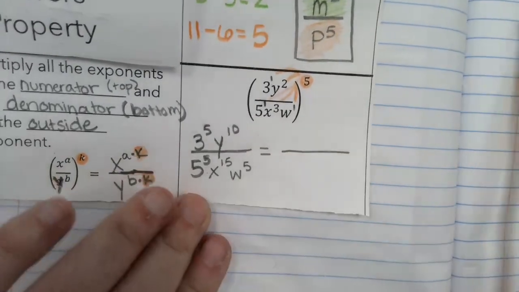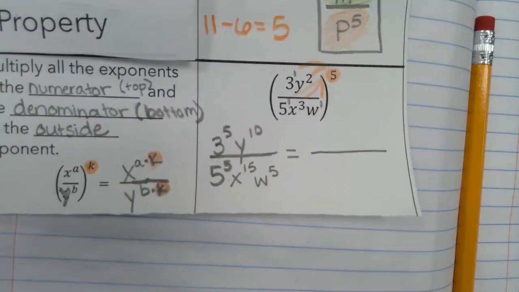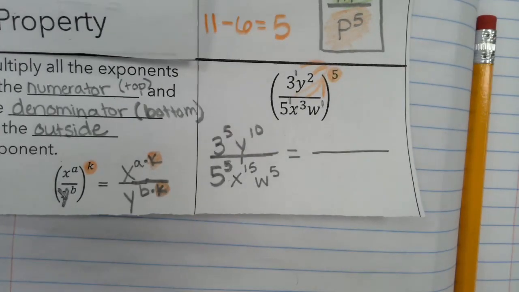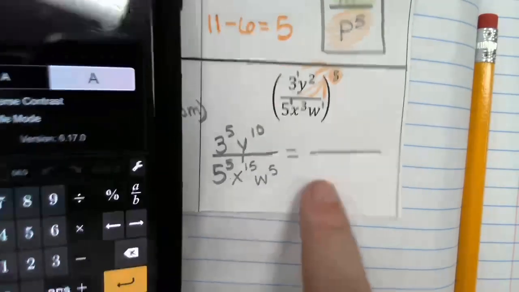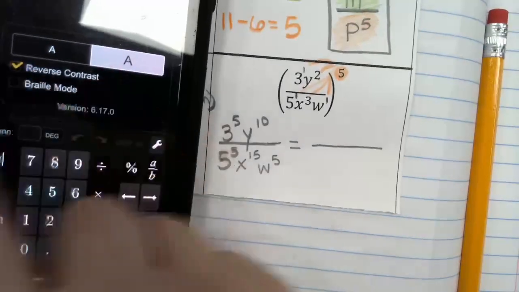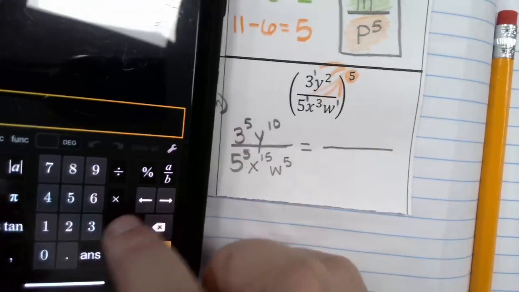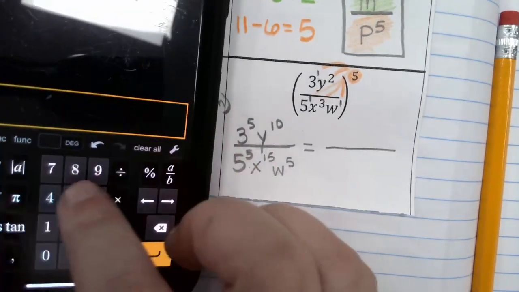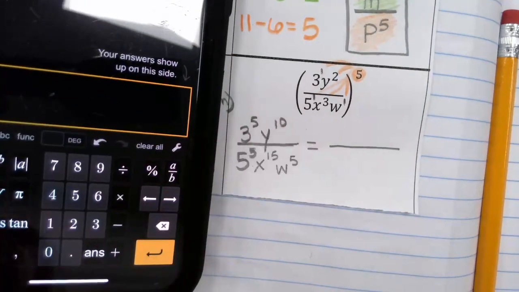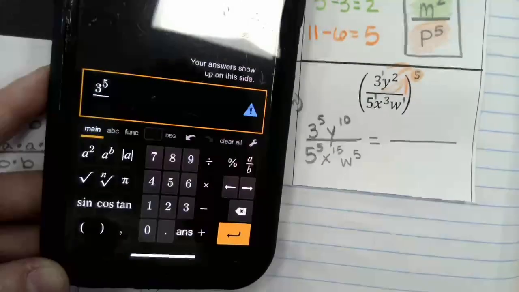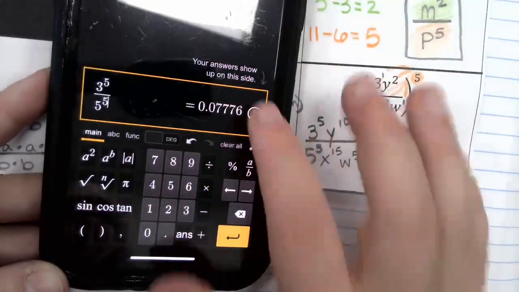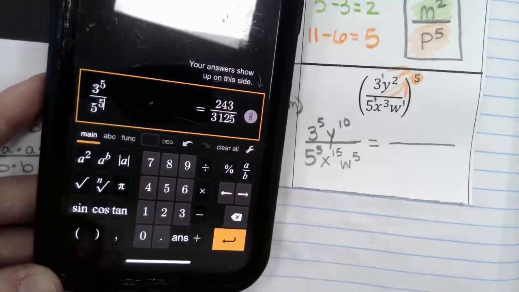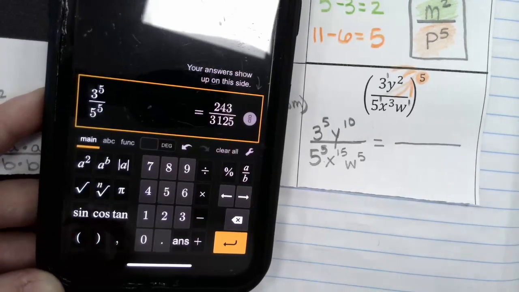Now our last step here is to simplify. Do I see any bases that are the same? 5 and 3 are the same number? No, but they are numbers, so we can actually find their answers. So we have 3 to the 5th power. Now eventually I will have to check it as a fraction, so I'm just going to put it as a fraction right away. So 3 to the 5th power over 5 to the 5th power. And that way my calculator will simplify it as we go. This time it didn't need any simplifying, but sometimes it does.